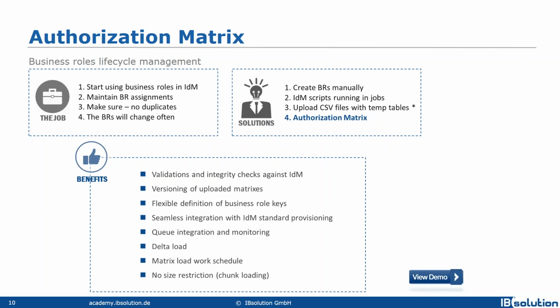The second rectangle on the right hand side is giving you different solutions to the job which you have on the left hand side. Of course, one possible solution would be to create the business roles manually using the standard IDM features, just by logging in to the console, creating a new business role, attaching the different privileges to this business role. But as I said, all of this is happening without any kind of validation or any kind of restriction. Once you have the access to the IDM console, you can do everything.